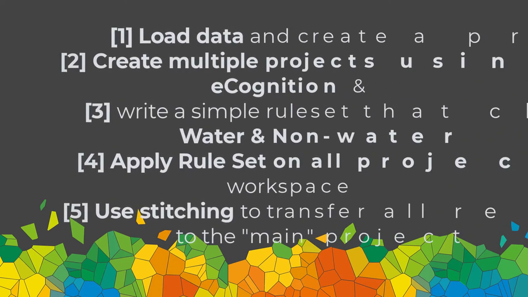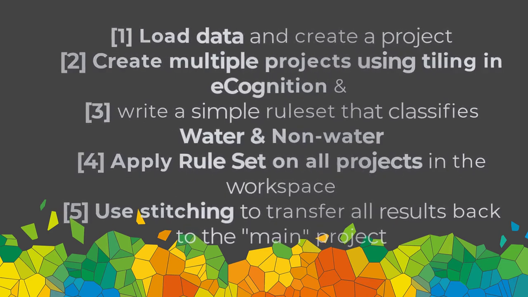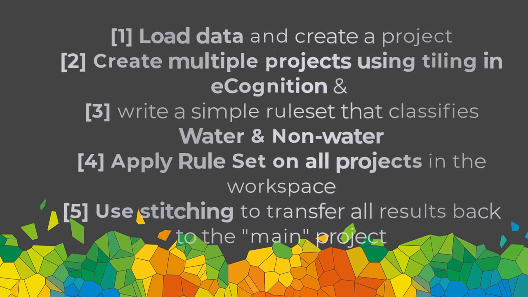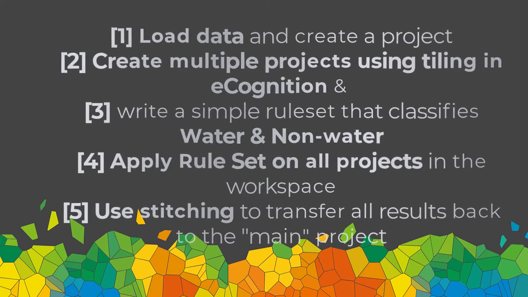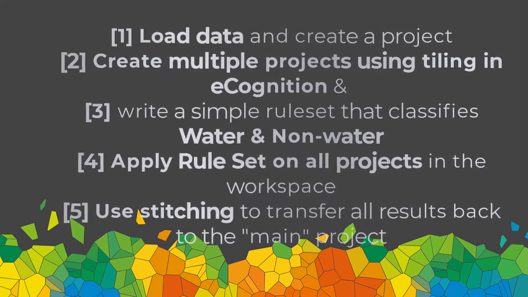What we're going to do is first create a project and load the data. So we're going to have one raster file, and then we're going to create multiple projects based on this main project, so to say. We're going to use tiling in eCognition to create multiple projects. Actually, one project would also be enough to show you how server processing works, but it's more appealing if I show you how it works on multiple projects. That's why we use tiling, to simply create 100 projects. And you don't have to use tiling to create hundreds of projects.